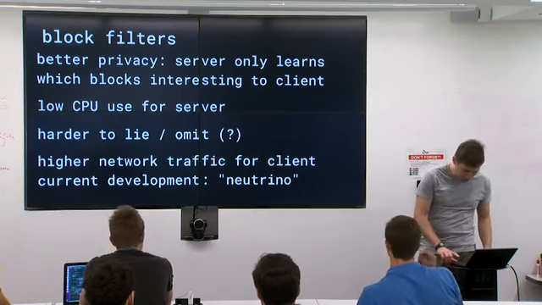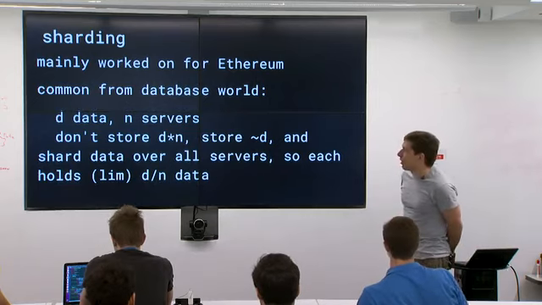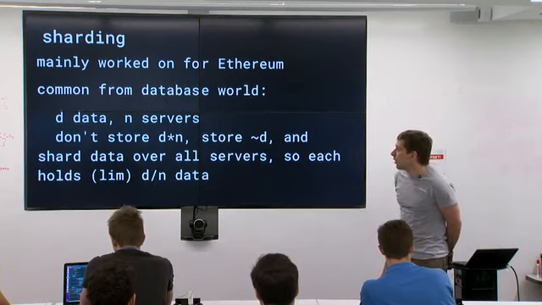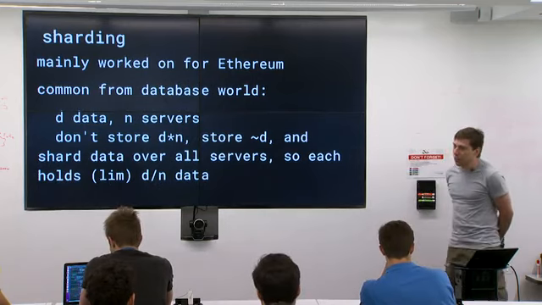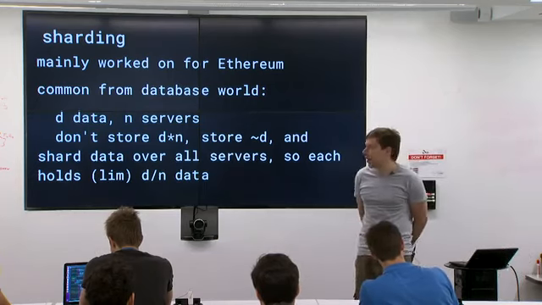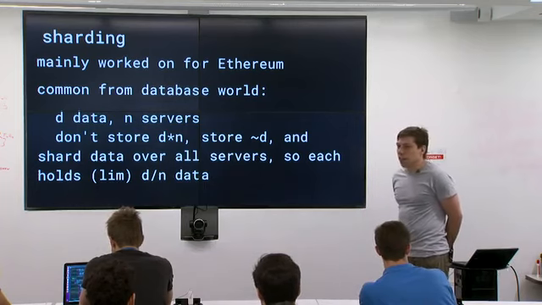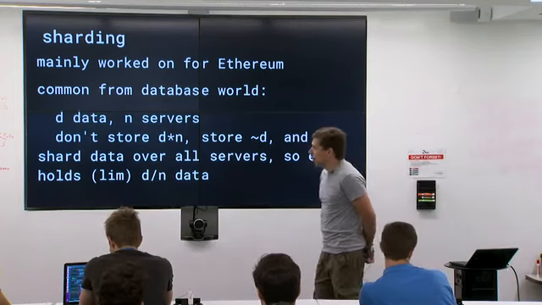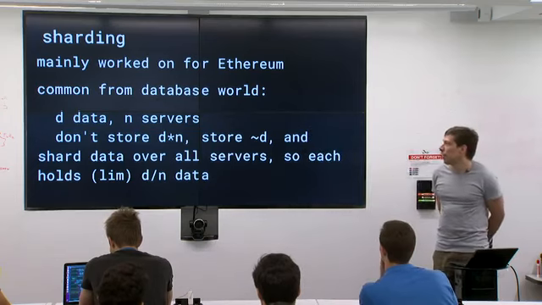Cool? Okay. Okay, other issue, sharding. This is mainly being worked on in the context of Ethereum, and it's sort of their holy grail of scalability. It's common in the database world where you've got D data objects, N servers. So in the case of Bitcoin or these blockchains, you just store D times N, right? Every node stores all data.